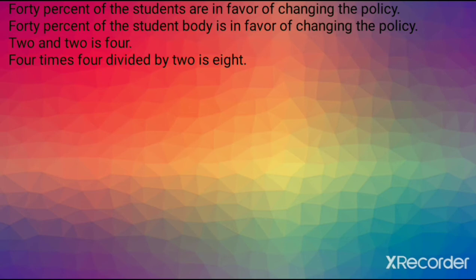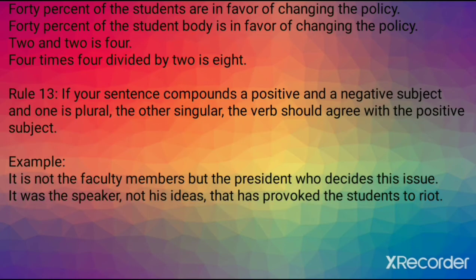So once again, listen to the examples and just concentrate on the rule, that is rule number 14, and tally with the examples so that you will get the clarification along with the rules and the examples. Next rule, rule number 13. If your sentence compounds a positive and a negative subject and one is plural and the other singular, the verb should agree with the positive subject.